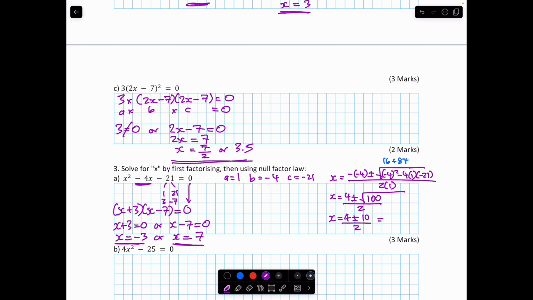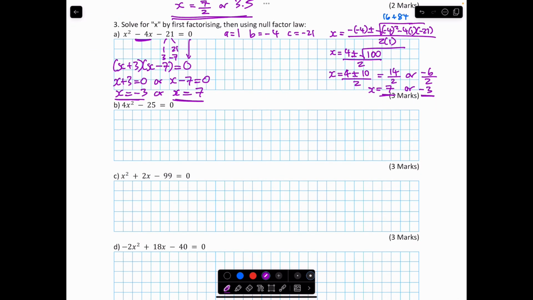So that's actually 4 plus 10 is 14 over 2, or 4 take 10, negative 6 over 2. So that is 7, or negative 6 over 2, negative 3. Those are your two possible answers. Oh, sorry, X is equal to 7 or negative 3.